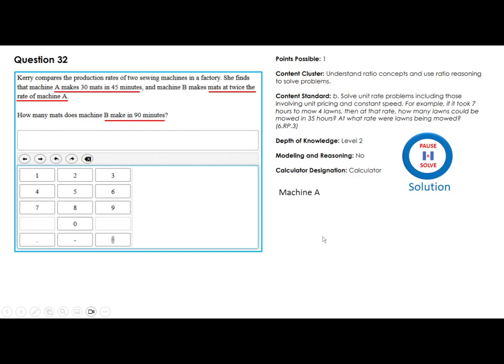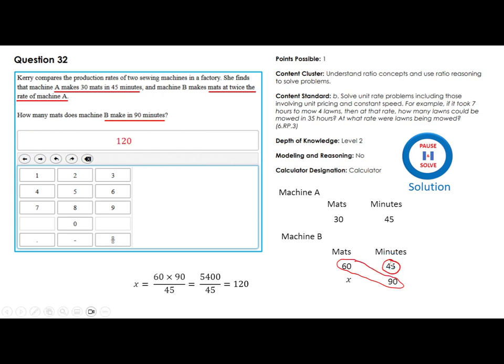So let's see what machine A does. 30 mats in 45 minutes. Machine B, it's what? Twice the rate of machine A. So in 45 minutes it will do 60. But we want in 90 minutes, you put X here, cross multiplication again. You multiply these two, divide by this, okay? You get 120.